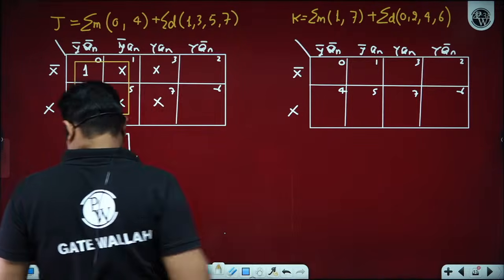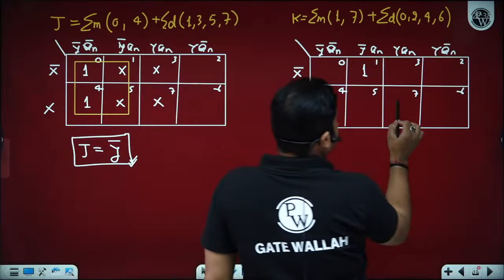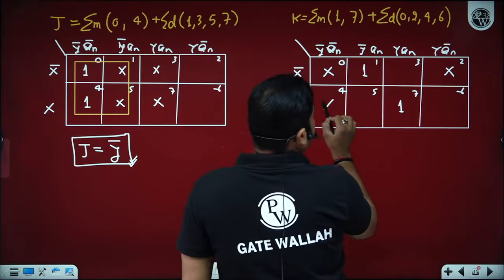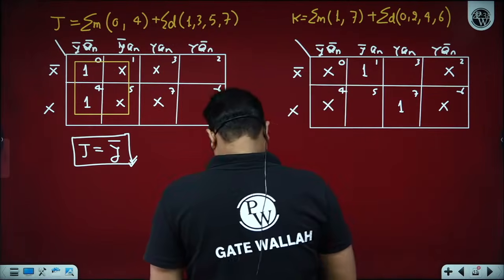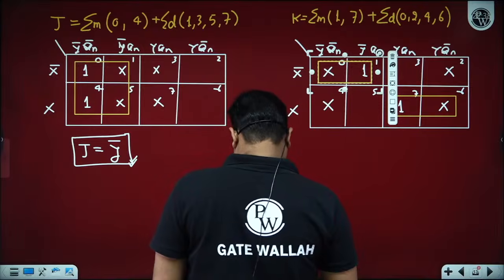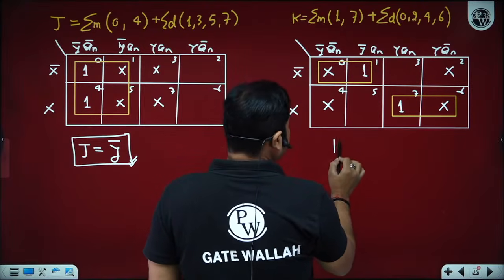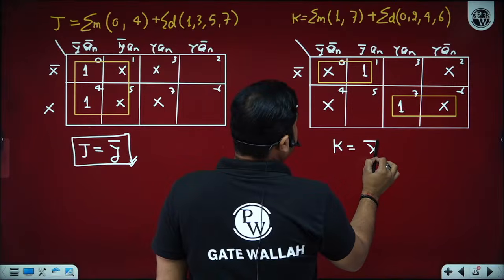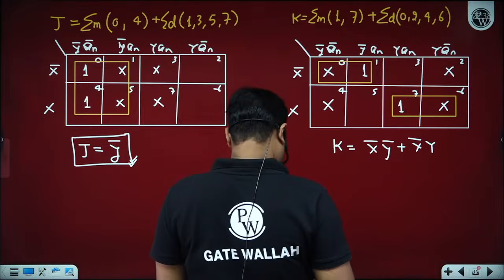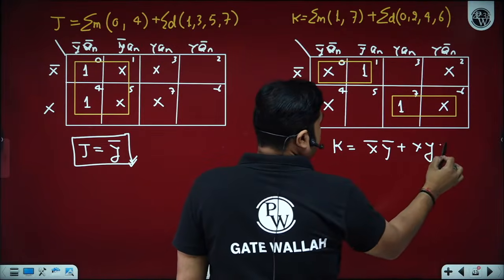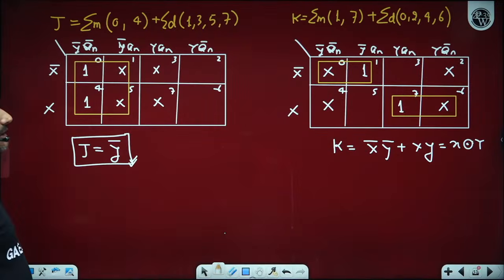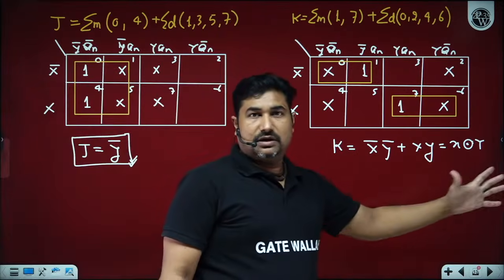If we talk about K, then we have 1 and 7. 0 is don't care, 2 is don't care, 4 is don't care, and 6 is don't care. 3 and 5 are zeros. So we have only the possibility of two pairs. With these two pairs, K will be equal to X bar Y bar plus X Y, that is X XNOR Y. How many of you able to understand, beta ji? X bar Y bar plus XY, X XNOR Y.